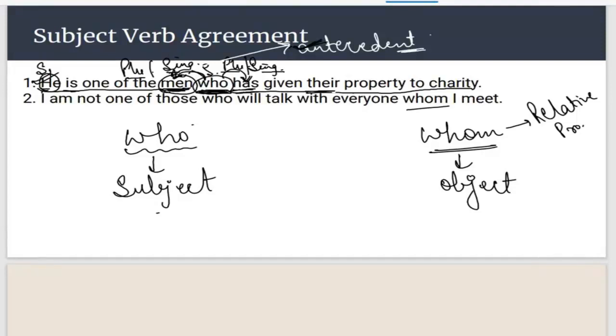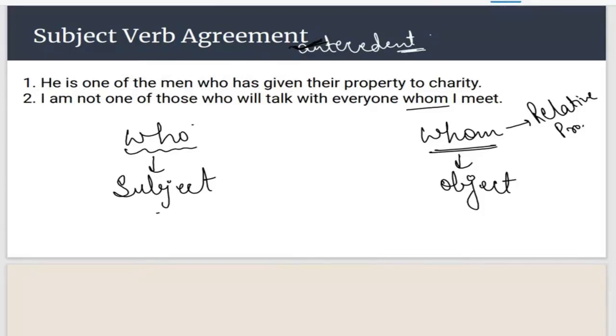Yes or no? Okay. So then what will be the answer in sentence number 1? If it is clear to all of you, then what will be the answer in sentence number 1? Very good. According to who, the verb will agree in the sentence. Men is plural, so the verb used will also be plural. Very good, guys. You have given the right answer.